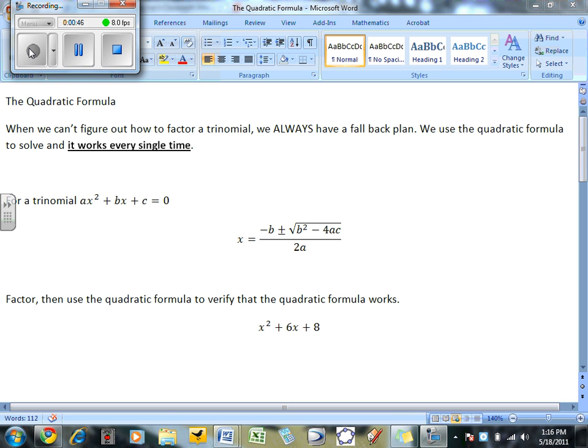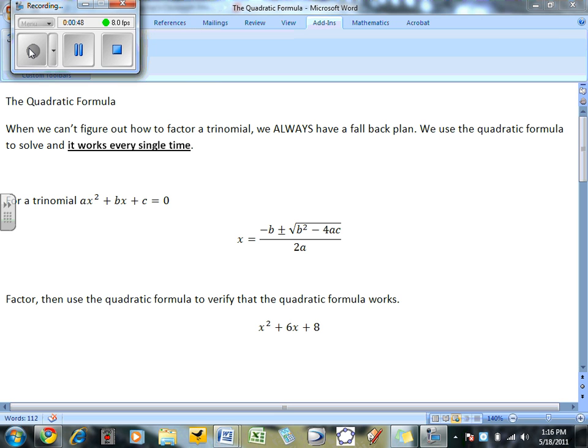So for a trinomial, I have ax squared plus bx plus c. This is just a trinomial. a, b, and c are just numbers. They can be any number you want. They're just numbers. So we're giving you a general case.